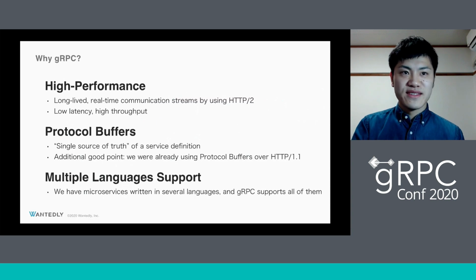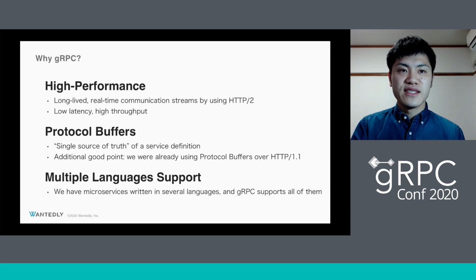Why gRPC? As you know, there are some RPC frameworks in the world, and we could choose a suitable one. In that situation, we decided to use gRPC for three reasons. The first reason is high performance. gRPC is built on H2, and so it can use long-lived, real-time communication streams. This gives us low latency and high throughput.